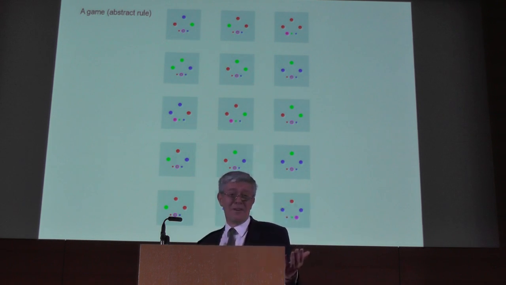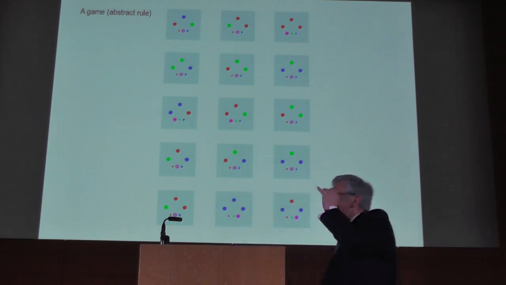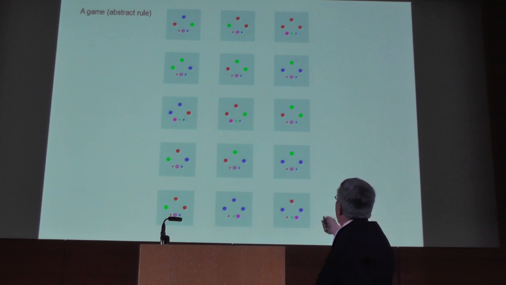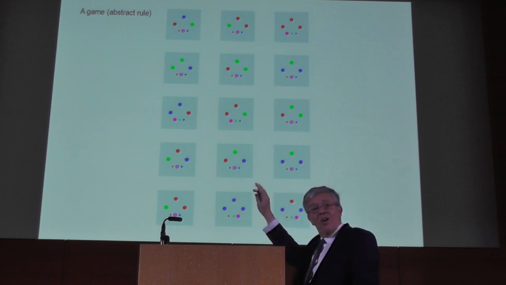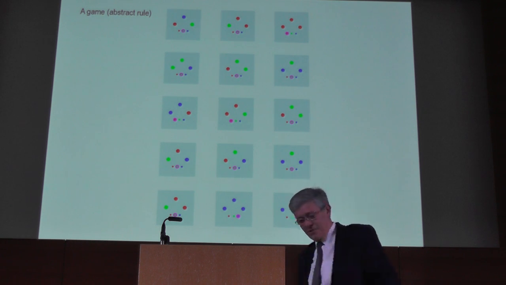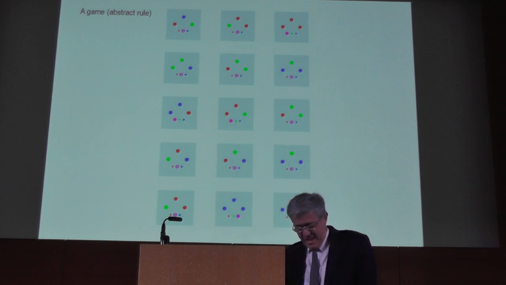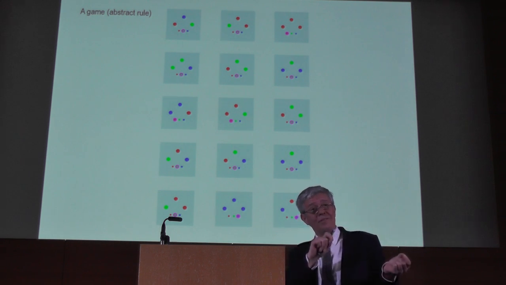There's no point in me finishing the presentation. I'm not on time anyway. I'll tell you the rule. The rule was, if it's green, then it's always green. If it's blue, it's the colour on the right. And the colour of the central one, I'm sorry, my pointer, the colour of the centre one basically tells you whether the right colour is on the right or the left.